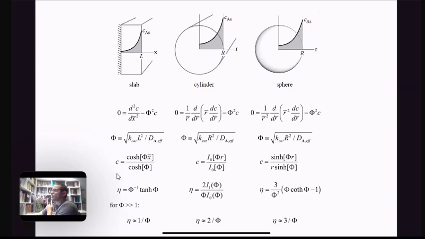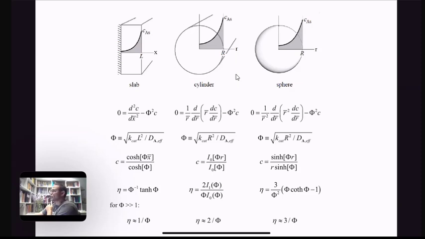And the solution, because of the geometry difference, now looks a bit different. They're cosine hyperbolics. The effectiveness factor is tangent hyperbolic of the Thiele modulus, all divided by the Thiele modulus. And now, in the limit, as the Thiele modulus becomes large, the asymptotic behavior is 1 over the Thiele modulus.